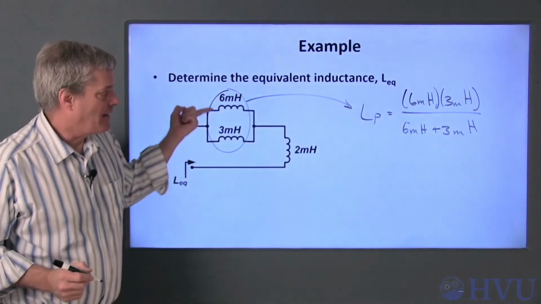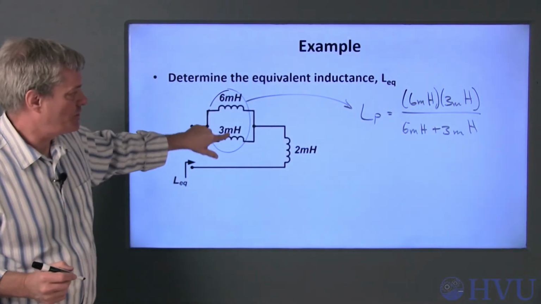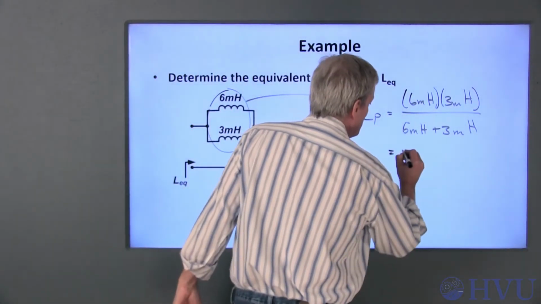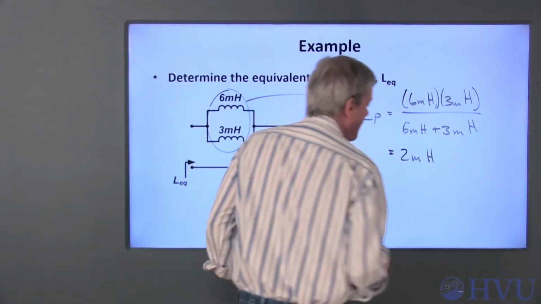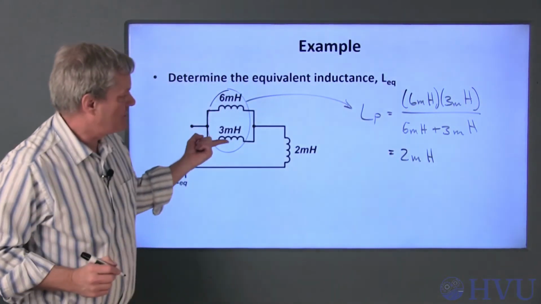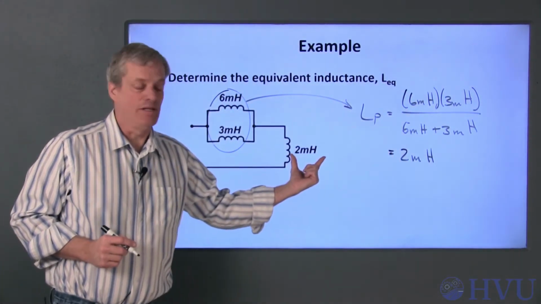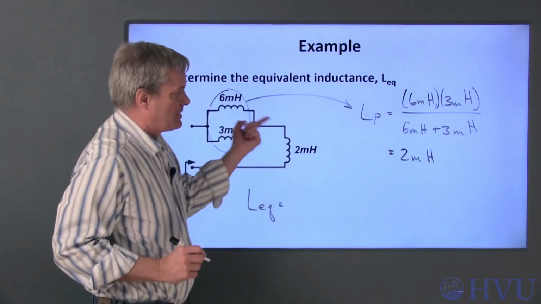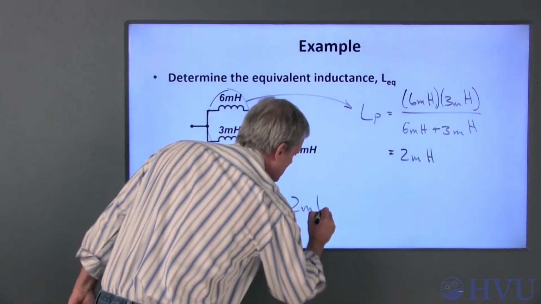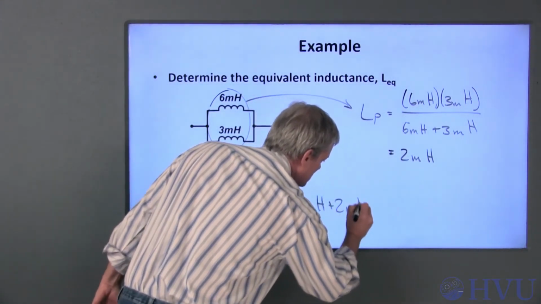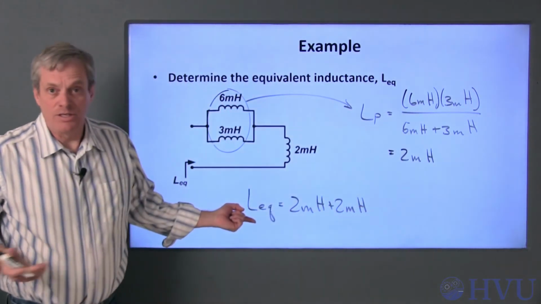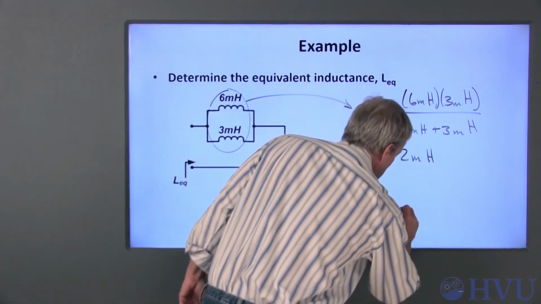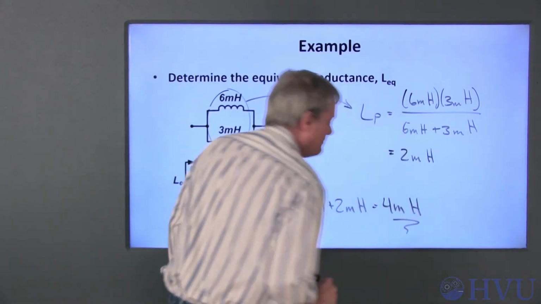Inductors in parallel add like resistors in parallel. Since there's just 2 of these, I can use the special formula for parallel resistances. This becomes 2 millihenries. Now this parallel inductance is in series with this 2 millihenry inductance. So L_EQ is the sum of those two, since inductors in series add like resistors in series, so the equivalent inductance is 4 millihenries.